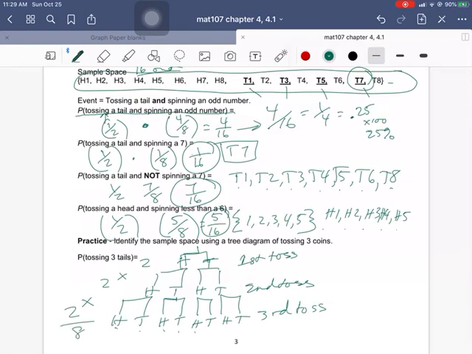1, 2, 3, 4, 5, 6, 7, 8. All right, the way you label these, this is HHH, one outcome, right? HHT is another. HTH, HTT, THH, THT, TTH, and TTT. Now, if I did that right, I should have 8. 1, 2, 3, 4, 5, 6, 7, 8.